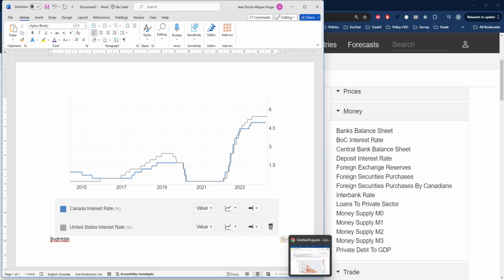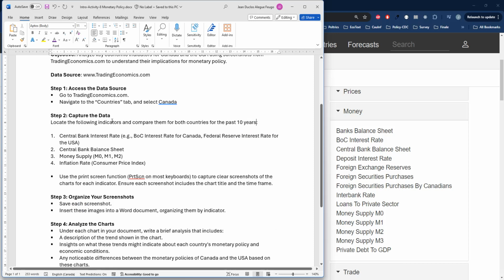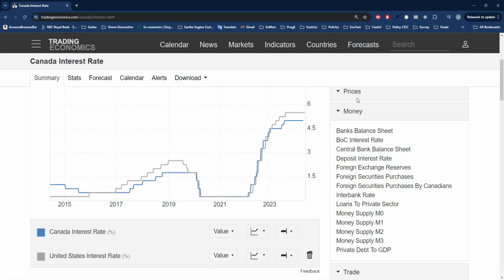Now let me take a look at the next indicator. The next indicator here talks of the central bank balance sheet. So still under money, this time it's here.